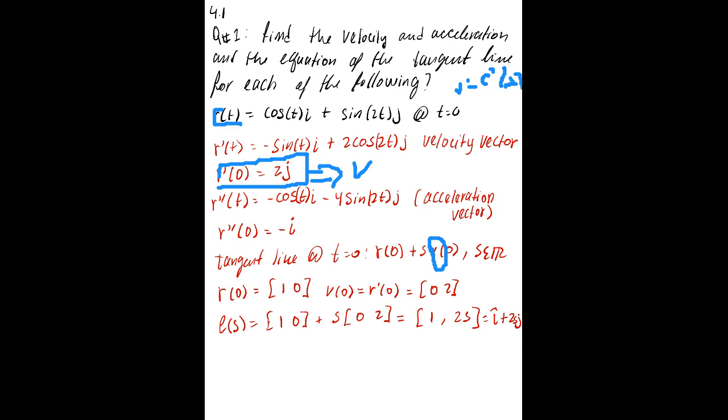And then for my v of 0, which is my first derivative of r, when I evaluate it at 0, I get 0 and 2. So I'm just plugging it into the tangent line equation, which I ended up with i plus 2s j.